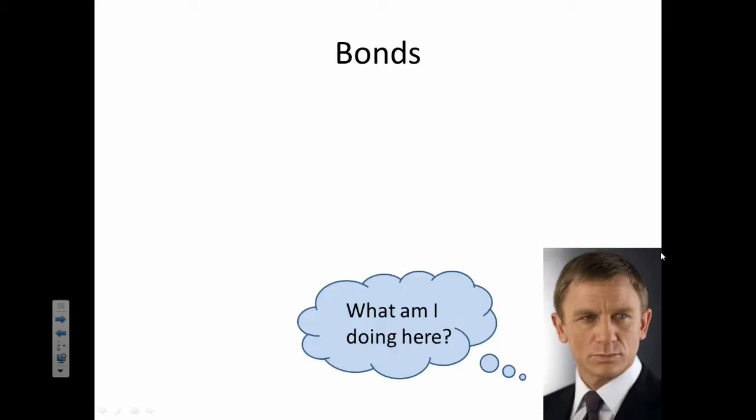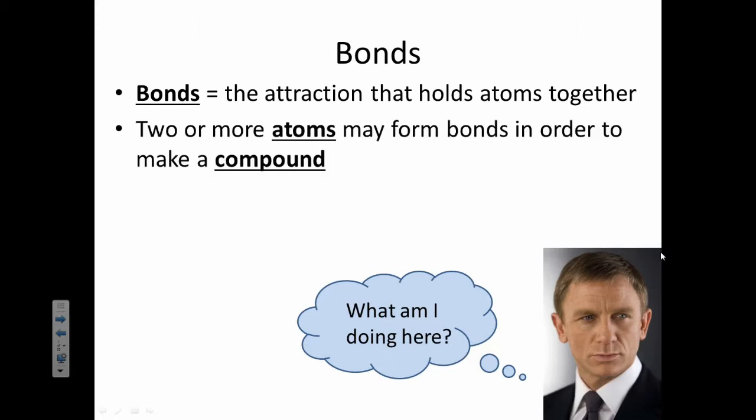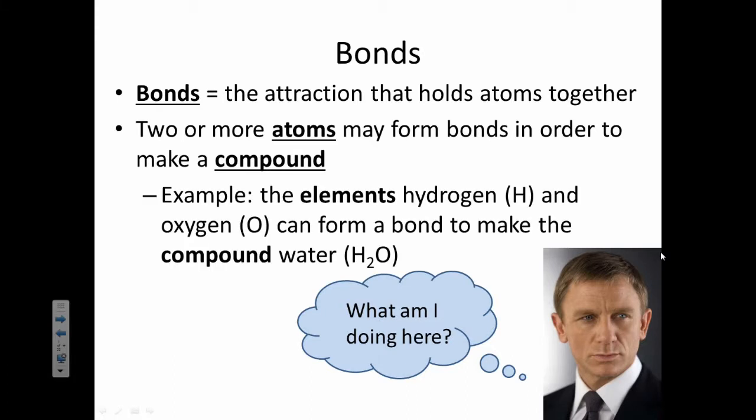All right, today we are reviewing the types of bonds. Just to refresh your memory on what a bond is, it's the attraction that holds atoms together. I always say it's like the glue that holds the atoms together. Two or more atoms can form a compound. For example, hydrogen and oxygen make the compound H2O.